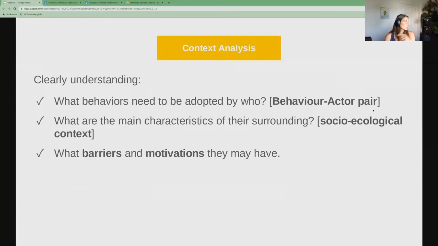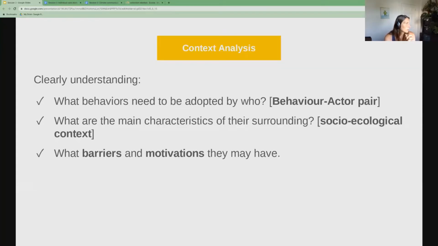So what does context analysis mean? It means that you clearly understand, first of all, what the behaviors are that you want to foster, and by whom. So really having what we call a behavior actor pair. Who do you want to influence? Who do you want to change? And really well defining what that behavior is that you want that person or group, that actor, to adopt. Making it very clear in your process, in your campaign, in your initiative, who you are talking to and what outcome you want to achieve.